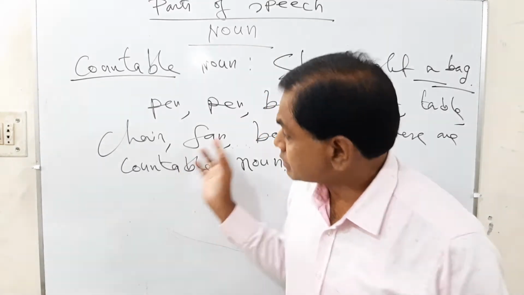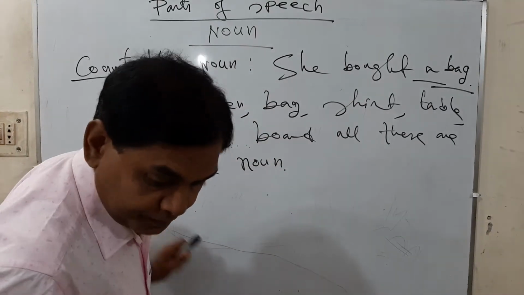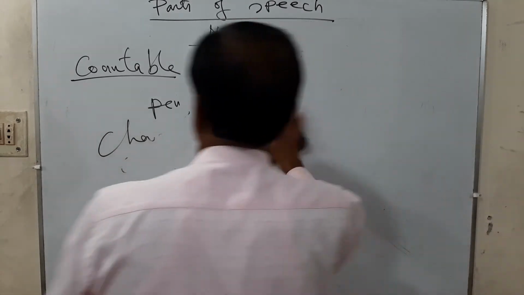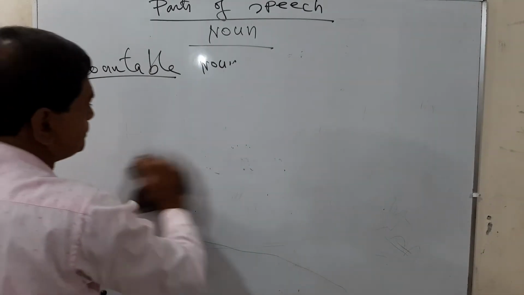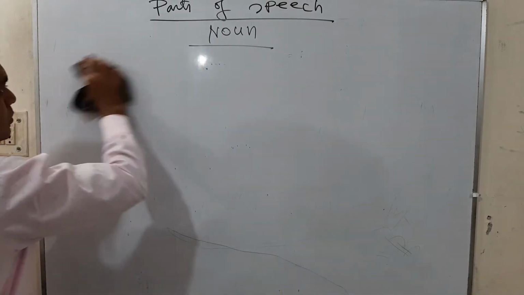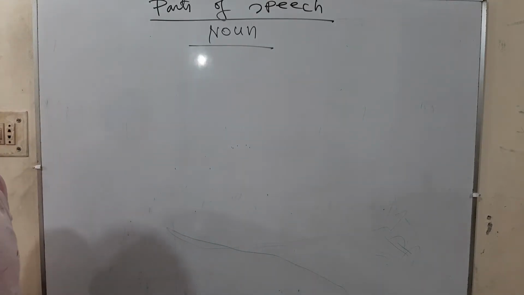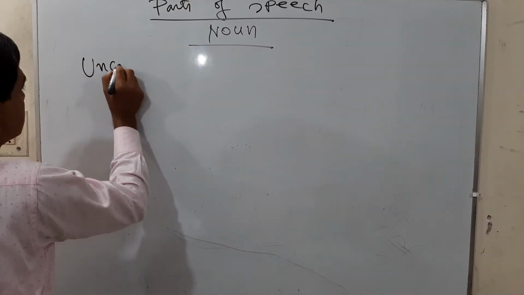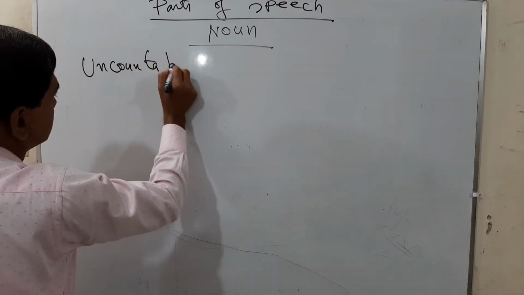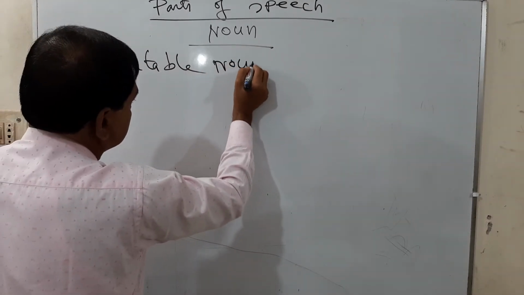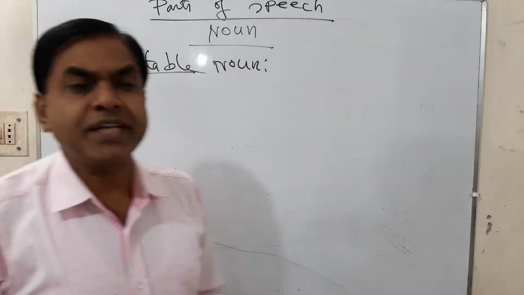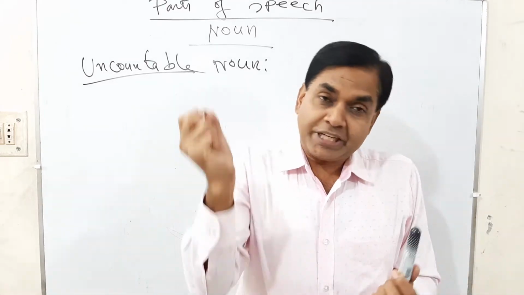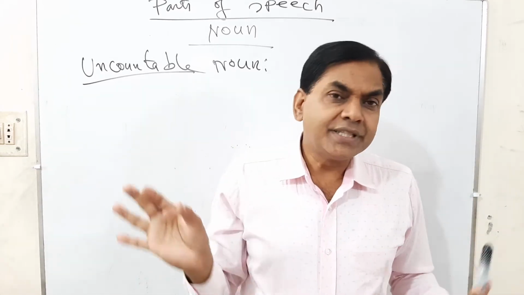Okay, thank you. The next one is uncountable noun. Yes, countable nouns can be counted, but uncountable nouns cannot be counted. It's easy. We can count countable nouns. What we can't count is uncountable.